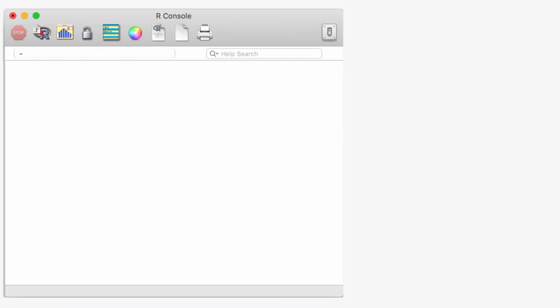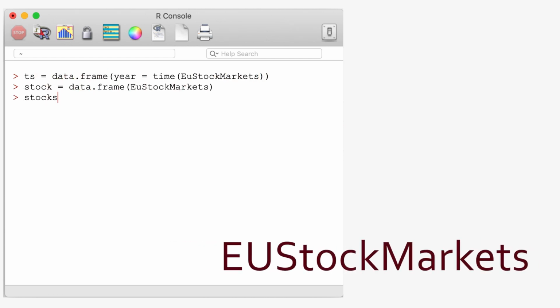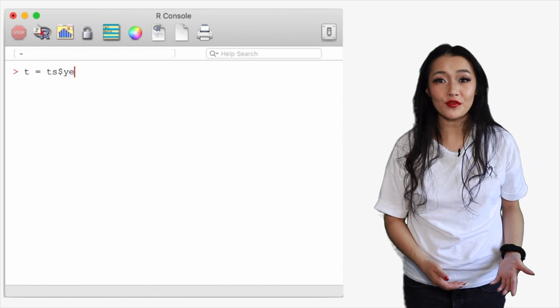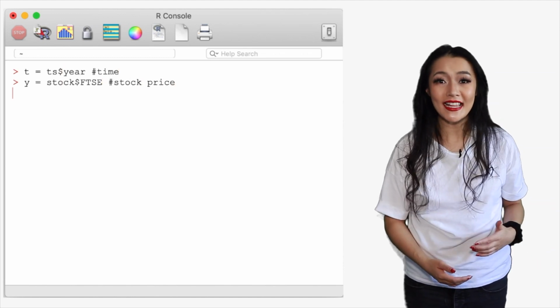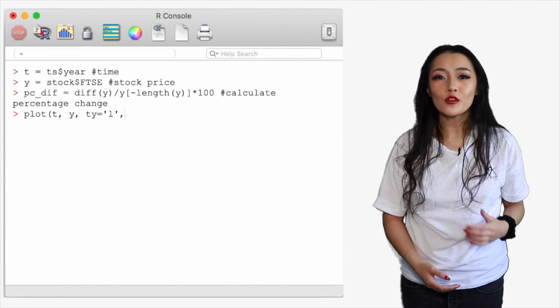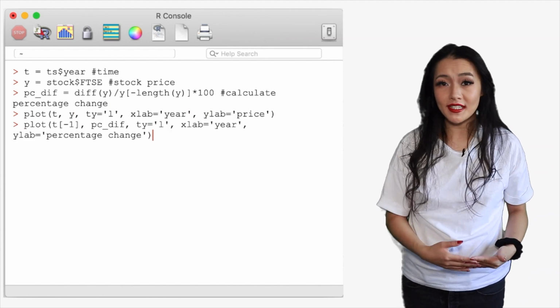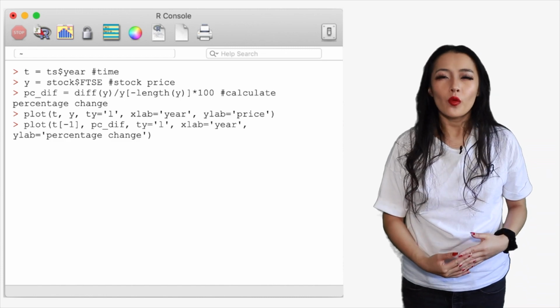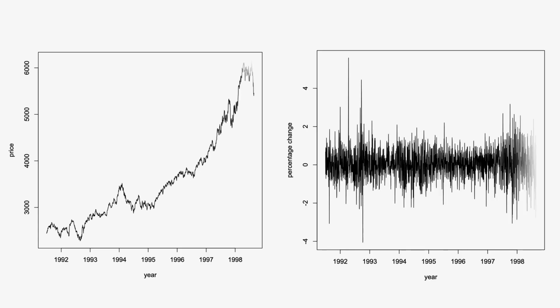In this example, we will take the built-in R dataset EU stock markets, and in particular, the FTSE. If you're not using R, then the dataset can be found in the link in the description box below. First, plotting the data can be useful to visualize the variance and assess homogeneity. In order to model the volatility of the FTSE data, we need to first look at the percentage change, which we can see here is heterogeneous.